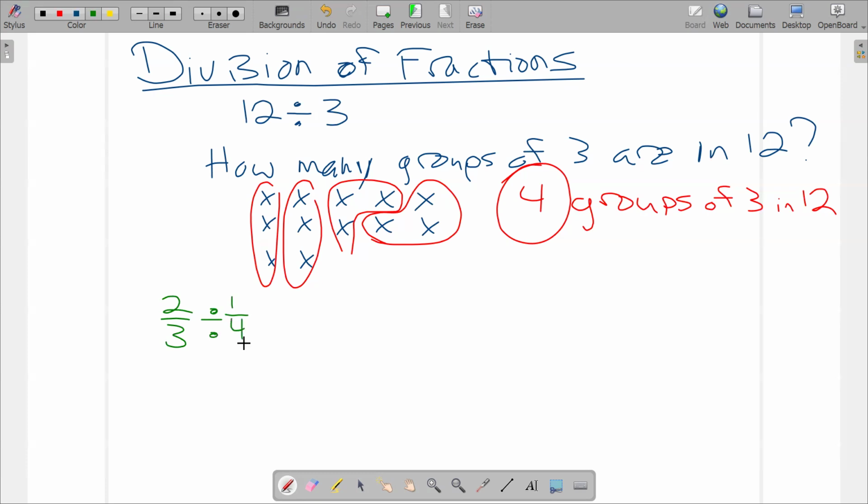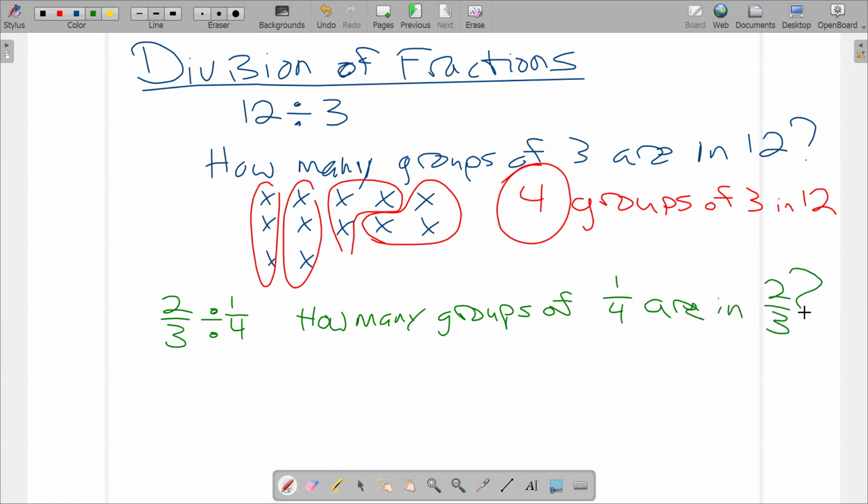I'm going to try to do that with 2/3 divided by 1/4. So first I have to ask myself the question, that means how many groups of 1/4 are in 2/3? Just like 12 divided by 3. How many groups of 3 are in 12? 2/3 divided by 1/4 must be how many groups of 1/4 are in 2/3.